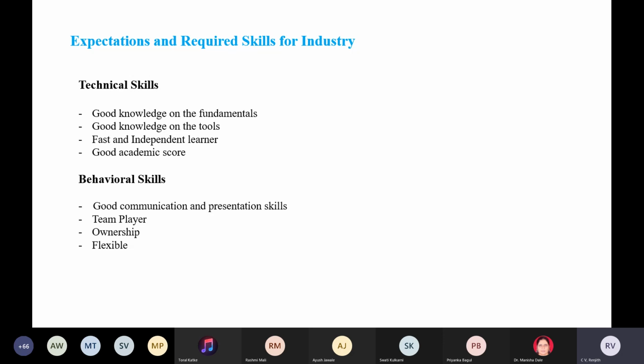Once you clear the technical round, there will be an HR round. In the HR round, HR will assess your communication and behavioral skills. So you should have good communication skills. That's mandatory. Second is behavioral skills, because you have to work in a company as a team. So you should be a team player, and you should take ownership in completing the task. That's very important. Third thing is flexibility. This is very important. So typically you will get rejected in the HR round only for two reasons. One is that if your communication skills are poor, then you will get rejected, or if you're not flexible, and they will ask a lot of questions to find out these things.